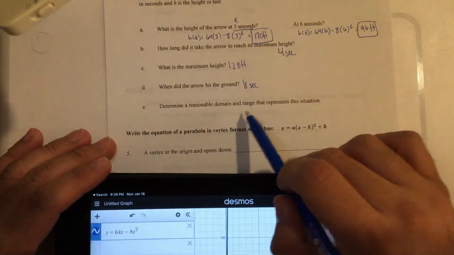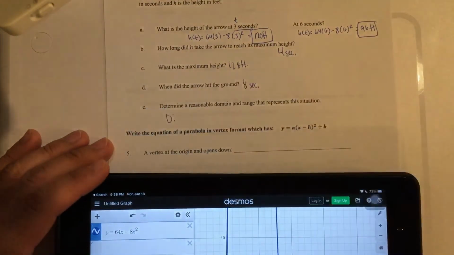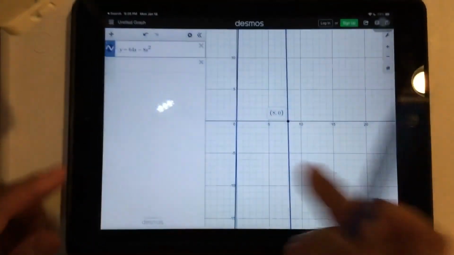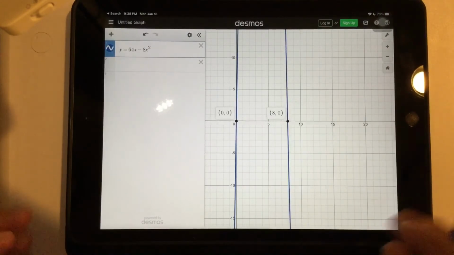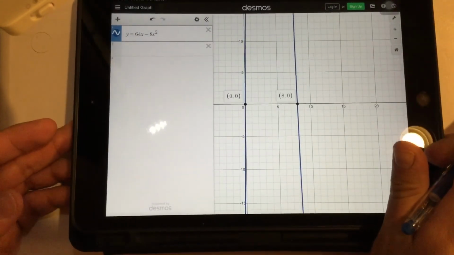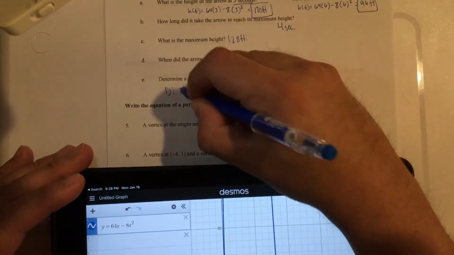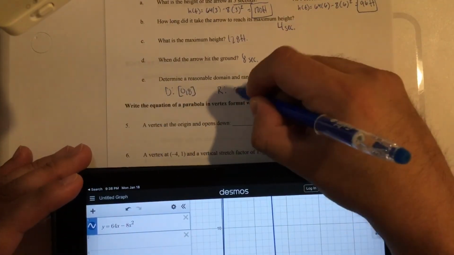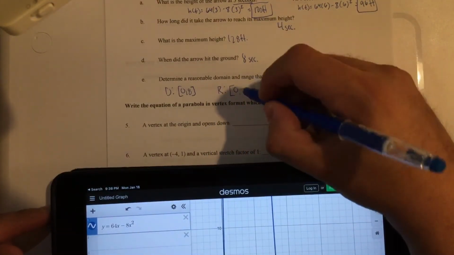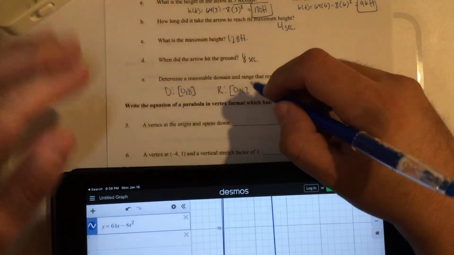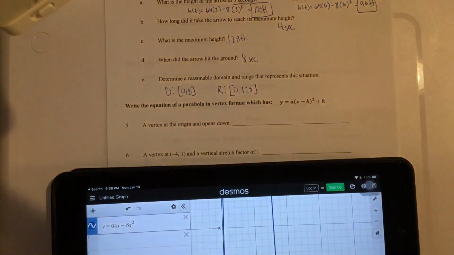And determine a reasonable domain and range that represents the situation. Well, the domain is pretty easy because we're already right here. It's the roots, right? It started at 0 and it stopped at 8. So my domain would be 0, 8, and I'm going to include both of those values. And for my range, we know it starts at 0 and then it reached the maximum height, if you recall, 128 feet. So 0, 128, both in brackets there.